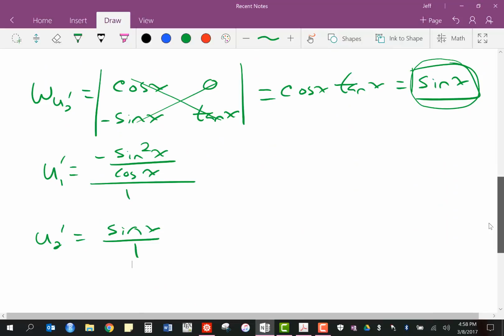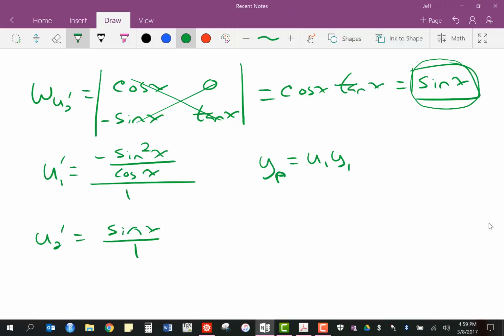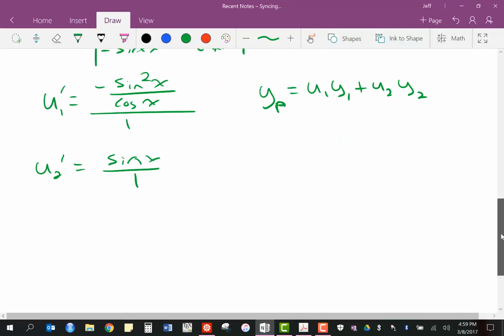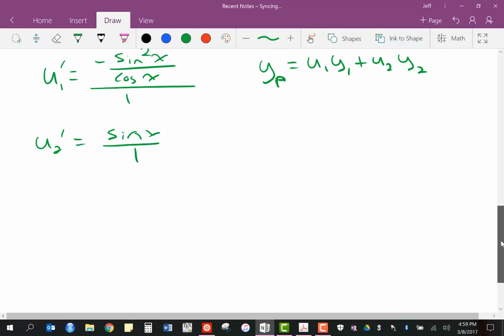All right, so I want you to remember that what we were looking for was u1 and u2, so that the particular solution was equal to u1 times y1 plus u2 times y2. I now know what u1 and u2 prime are, so you can see the calculus coming. I need to integrate in order to find out what u1 and u2 are going to be.